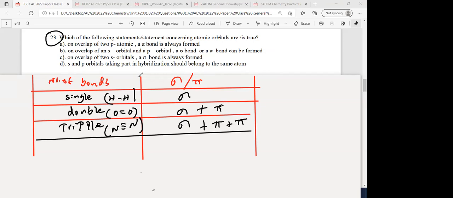Please raise your hand if you have learned sigma. Okay, all of you have learned, right? So then the other most important thing: which orbitals could participate in the formation of sigma bonds and pi bonds. I will write that also separately. These are the possibilities when making sigma bonds.